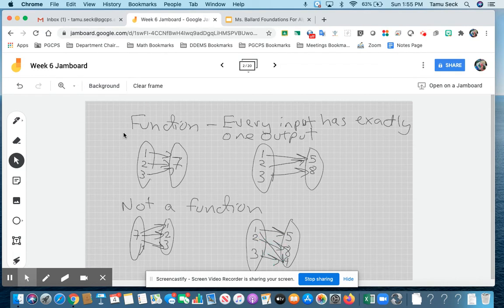This is not a function because the input 1 has more than one output. 1 goes to 5 and 1 goes to 9. Let's see what this looks like as ordered pairs. 1 goes to 5, 1 goes to 9, 2 goes to 8, and 3 goes to 9. You can see as ordered pairs, this is not a function because the input 1 has more than one output.